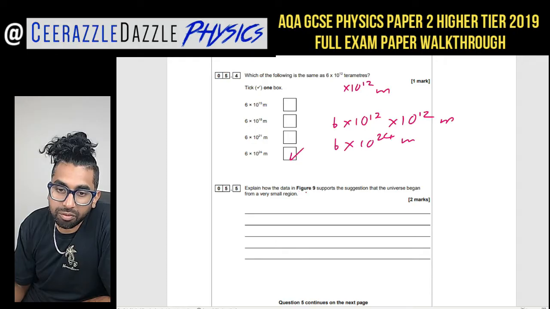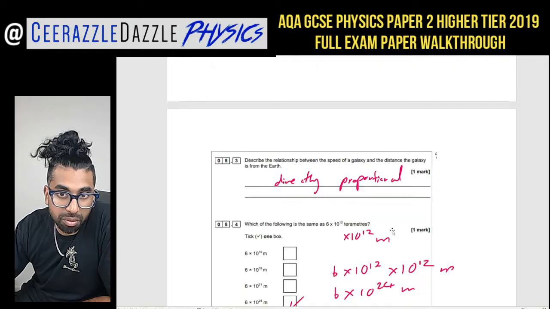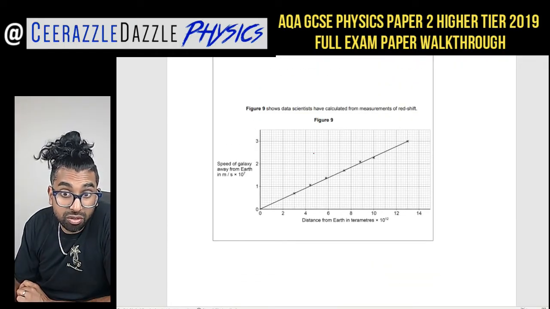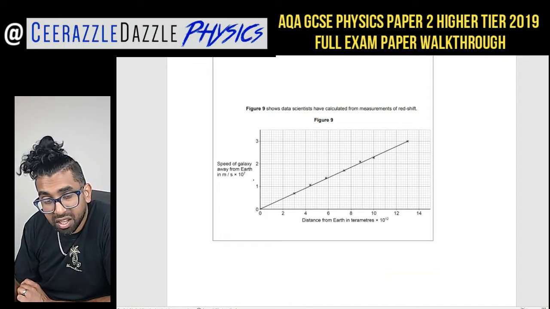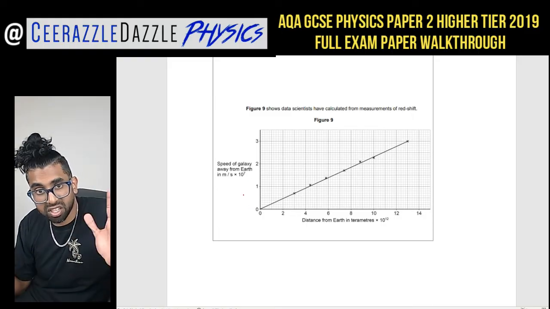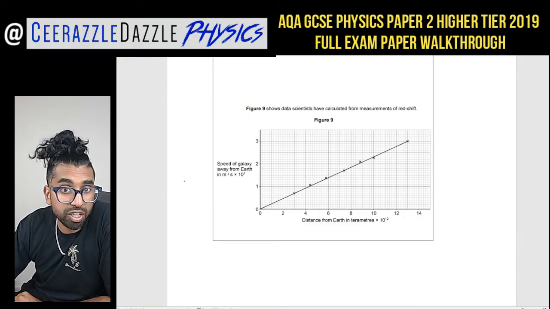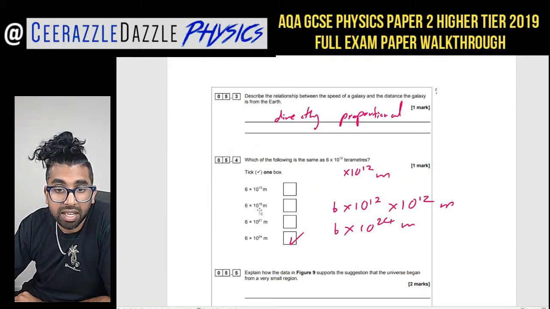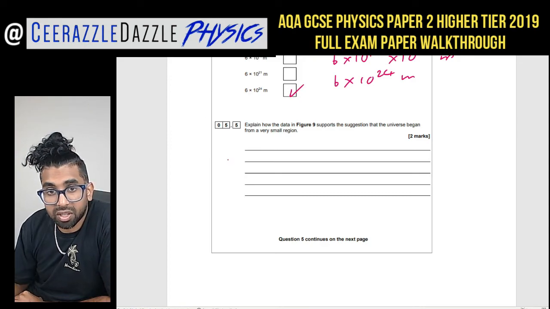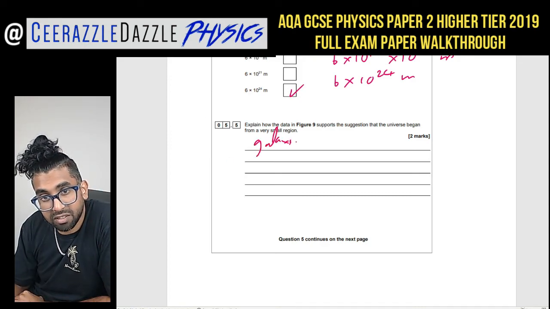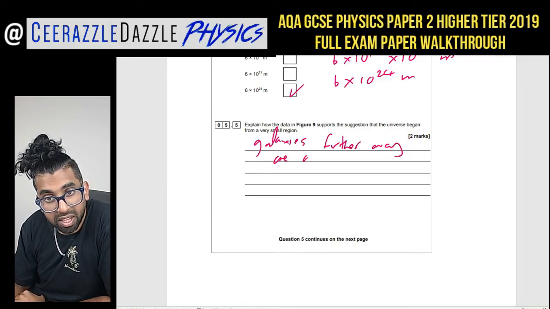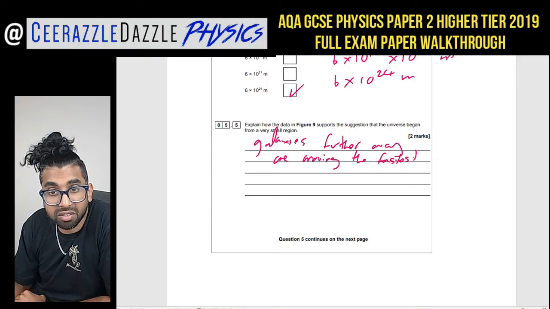5.5. Explain how the data from figure 9 supports that the universe began from a very small region. So how do you know it's from a very small region? If you're looking at this graph, hopefully you can see that as the distance from the Earth increases, the speed of the galaxy is moving faster and faster. So that's the first observation we can make. So we can put that down over here: galaxies further away are moving the fastest.